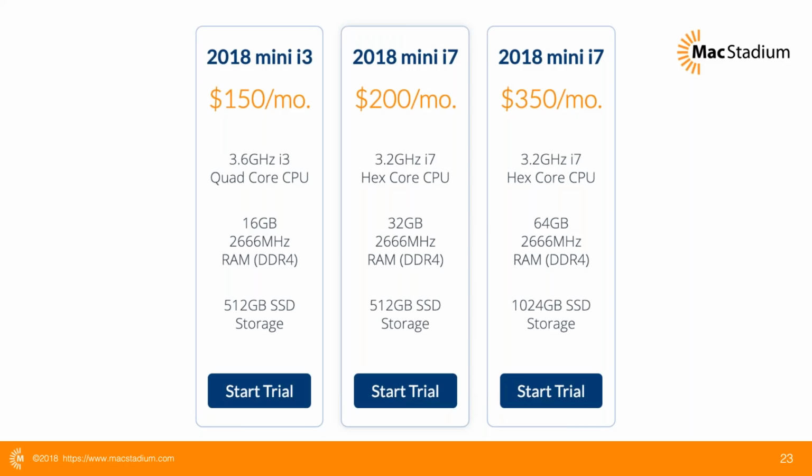The next step up is the 6-core with 32 gigs of RAM for $200 per month. And if you want to max it out and get 64 gigs of RAM with a full terabyte hard drive, that's $350 per month. And all of these come with a 24-hour trial, so you can get in, run your workload, and see what your performance really is on the machines before making a decision.